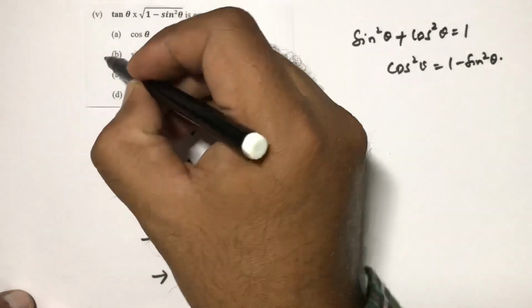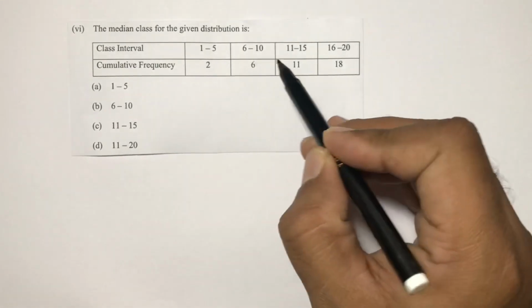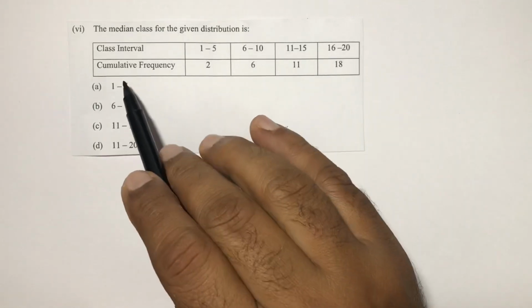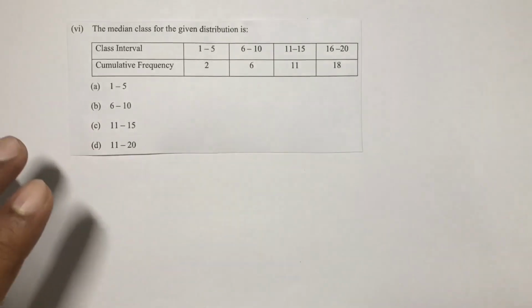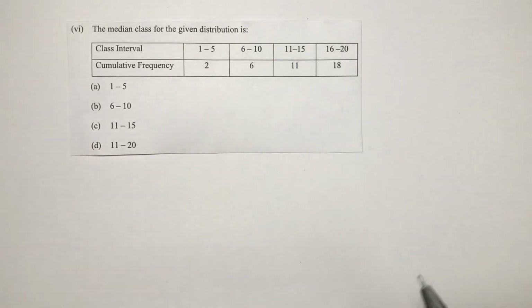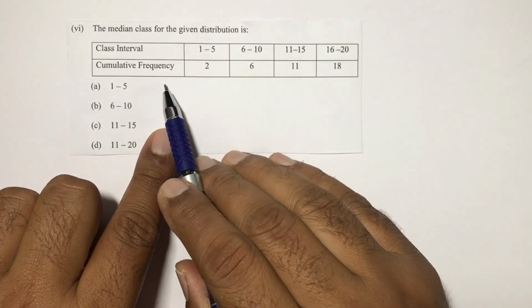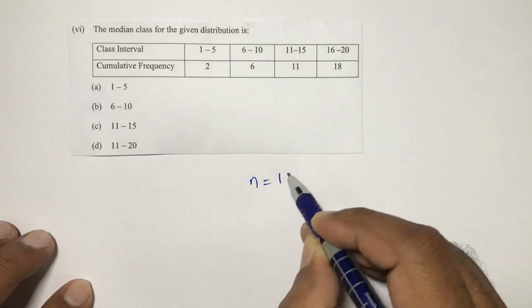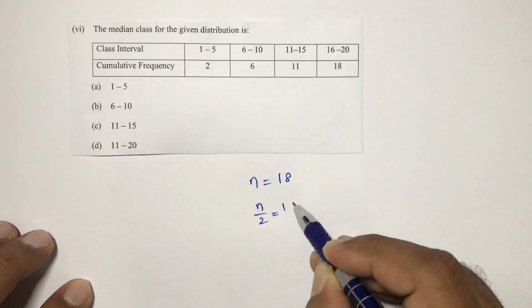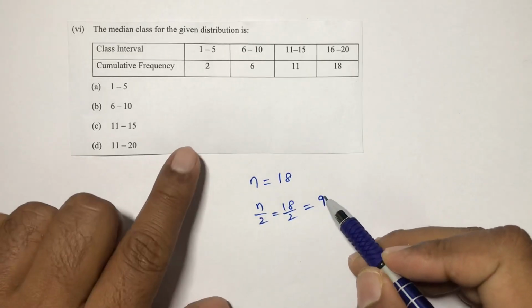So the correct option is B. The median class for the given distribution: class intervals are given like 1 to 5, 6 to 10, 11 to 15, 16 to 20. They gave the cumulative frequency. They already solved the cumulative frequency, because if they give the frequency, then we calculate the cumulative frequency, then we select the median class. But here the cumulative frequency is already given, so the total frequency is 18. So we do n by 2, 18 by 2, which is 9. So wherever we get 9 in the cumulative frequency, that will be our median class.